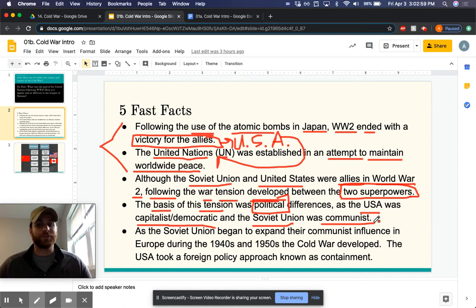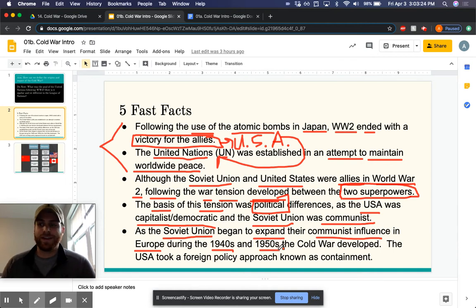Okay, the Soviet Union, you see, is very much government controlled in terms of their industries, in terms of their land ownership. Okay, and these political differences create a lot of tension. And where this tension comes from is you see that the Soviet Union tries to expand their influence in Europe during the 1940s and 1950s.